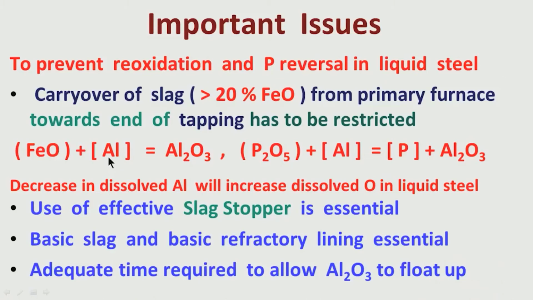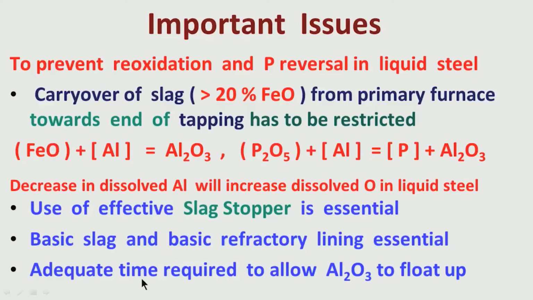So, another requirement is basic slag and basic refractory in the ladle, because if you have an acid slag, that means if I have SiO2, then this SiO2 will again react with aluminum in liquid steel or dissolved oxygen in liquid steel, create SiO2 and generate some problems. Moreover, the slag also should be basic, so that alumina, when it is floating up, gets absorbed by the basic slag.